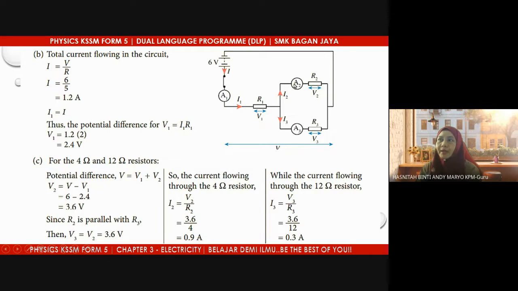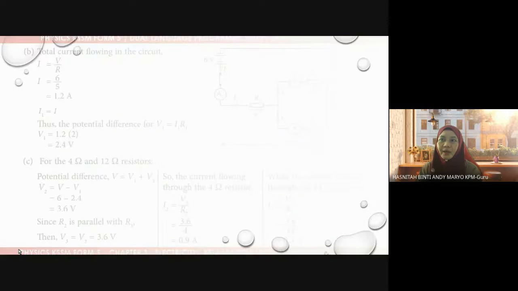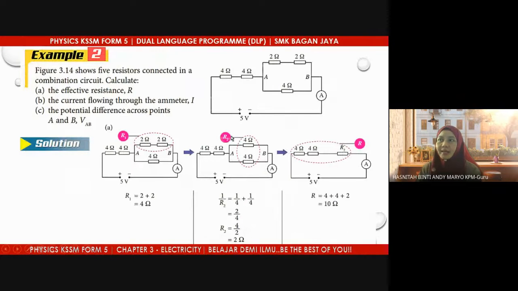So 0.9 flows through R2, and 0.3 flows through R3. So when they meet back at the end of the branches, they combine back to become 1.2 ampere. Okay, so I hope you are clear with this example. And this is example 2.